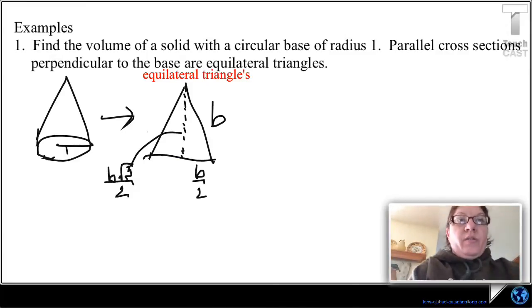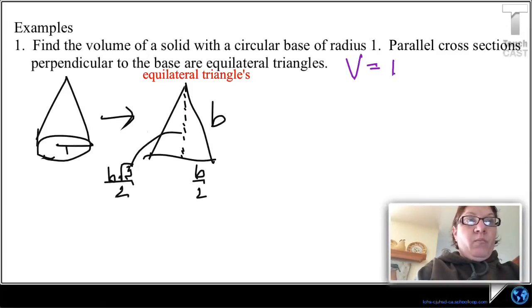So here I've drawn a circular base with a radius of 1, and I've sliced out one particular cross section, which is an equilateral triangle. And if you remember, this is how I'd find the measurements for each of the lengths that I'm going to need if the entire base is length b. If you remember from geometry, the formula for the volume of a prism is big B times H.